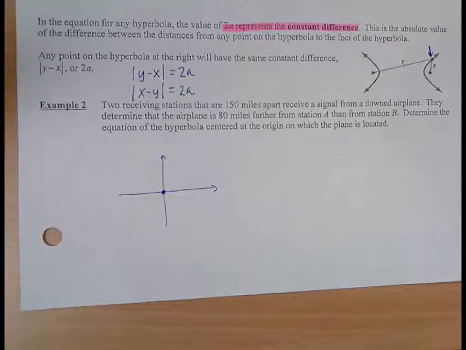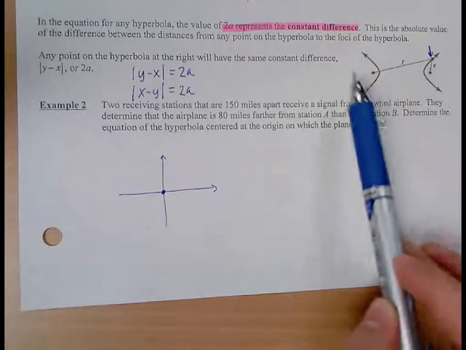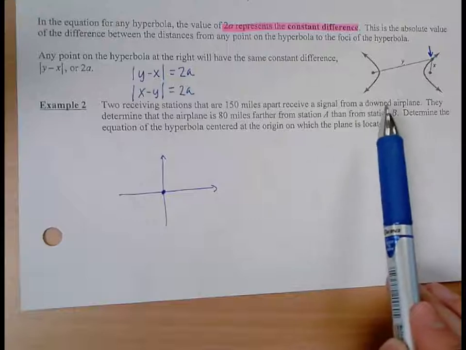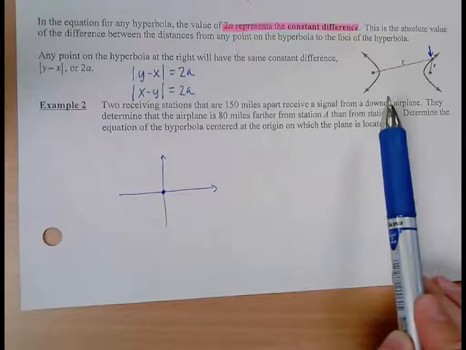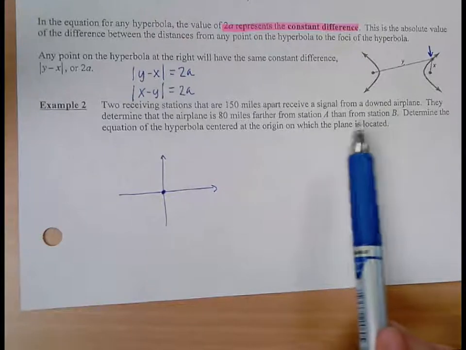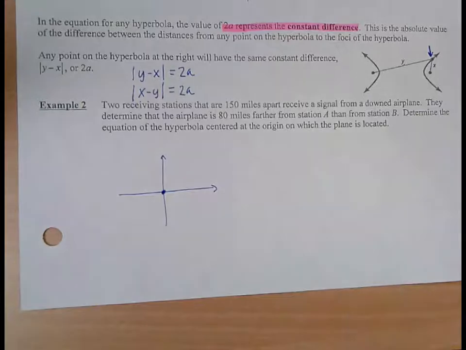So if I kind of go back here, it says two receiving stations are 150 miles apart, and they receive a signal from the downed airplane. So we're going to be using this sort of diagram. We're assuming the downed airplane, it does say this here, that the plane is located on the hyperbola. We're finding the equation of the hyperbola that the plane is on.